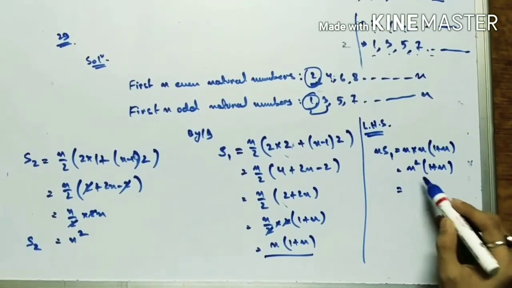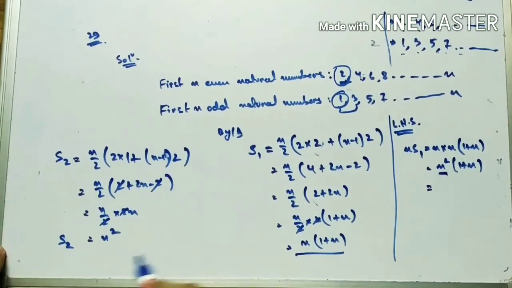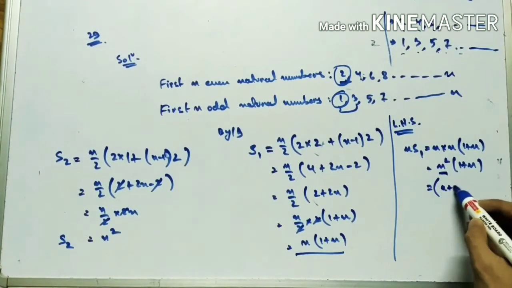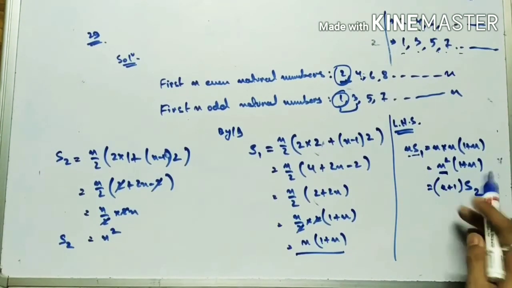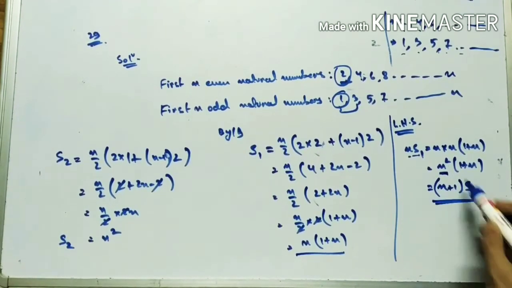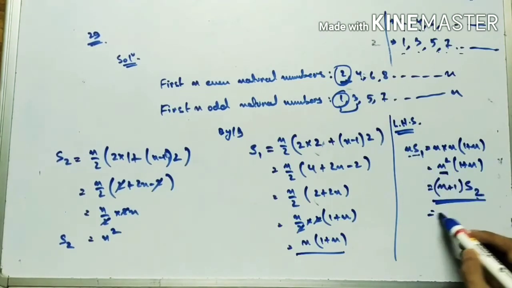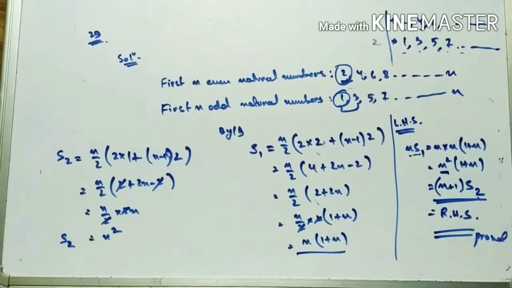And now this is equal to, you see, n square is what? n square is S2. So how can I write this? In this way I can write n plus 1 S2. Yes, n S1 is equal to n plus 1 S2. Yes, like that I can write. n square is S2. 1 plus n or n plus 1, same thing only. So this is equal to the RHS, and this is proved. Understand? This is proved. Okay.